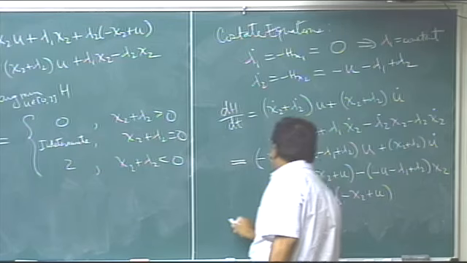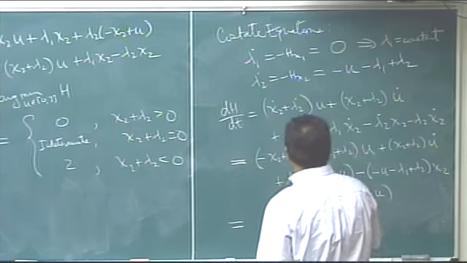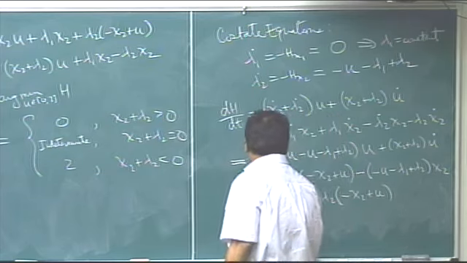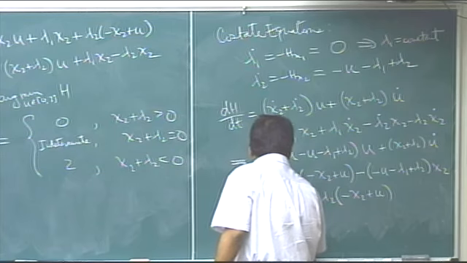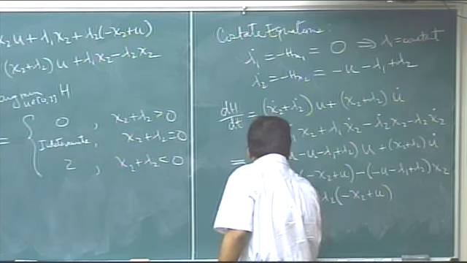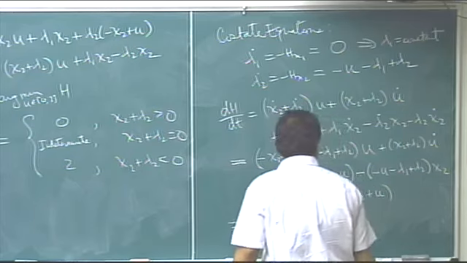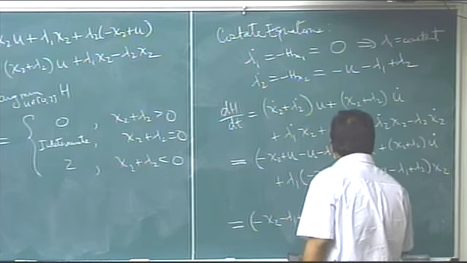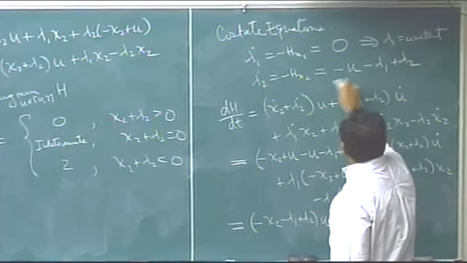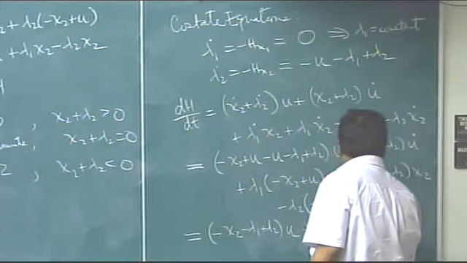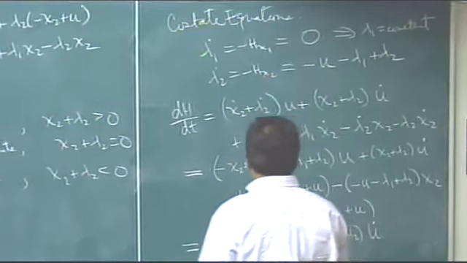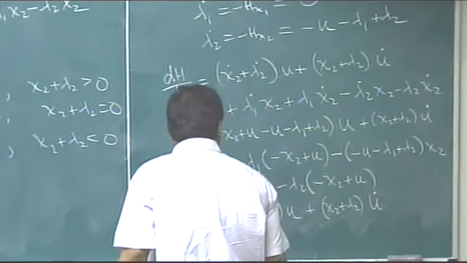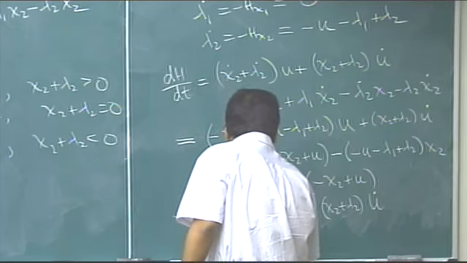So x2 dot, again, is equal to minus x2 plus u. So let's suppose that we look at this. Now you can see that the u's cancel out here. I've got minus x2 minus lambda 1 plus lambda 2, the whole thing times u. And then I've got plus x2 plus lambda 2, and now u dot. Now if you look at u dot, we'll substitute it in just a minute, but you can solve for u dot. And then you've got plus lambda 1 times minus x2 plus u.